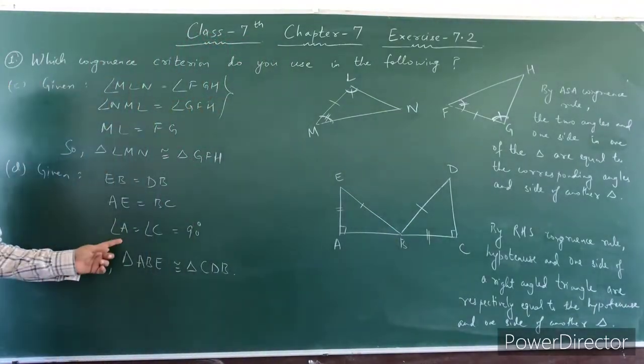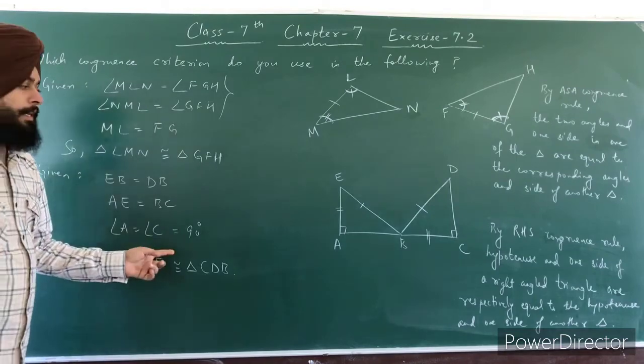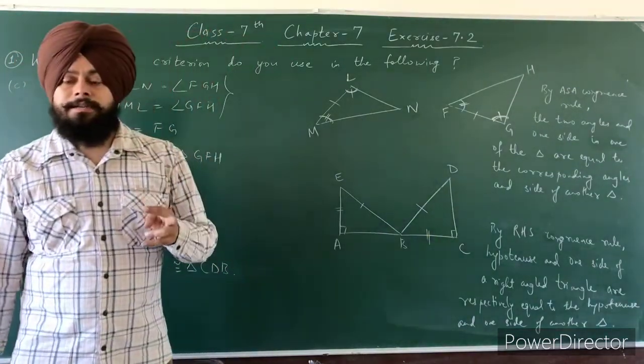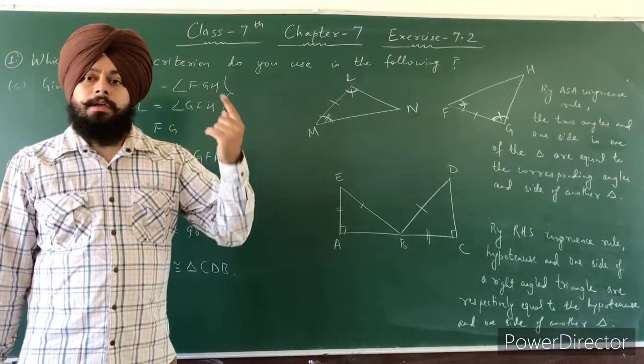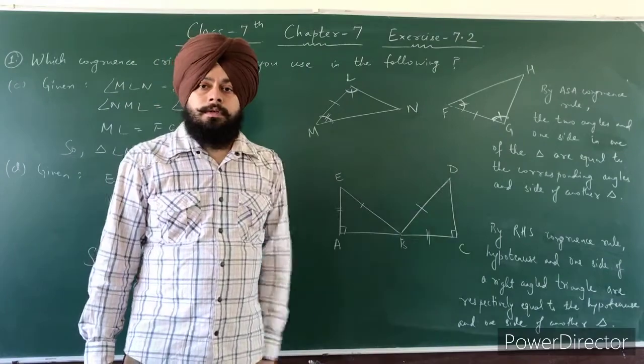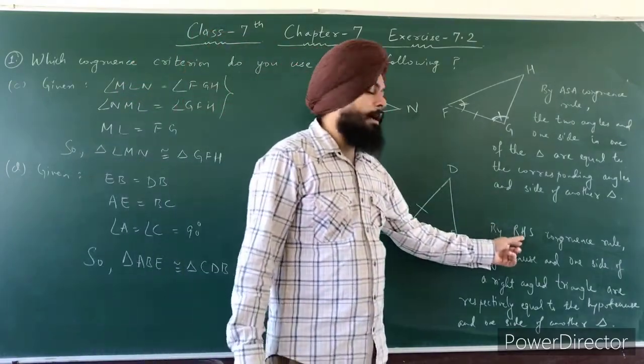Alright. And the third one is angle. Angle A is equal to angle C, 90 degree. This one. It means two sides and one angle are given equal. But one of the sides is what? Hypotenuse. So you can write here by which rule?